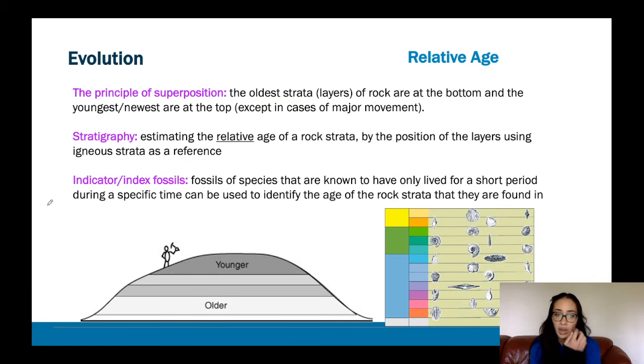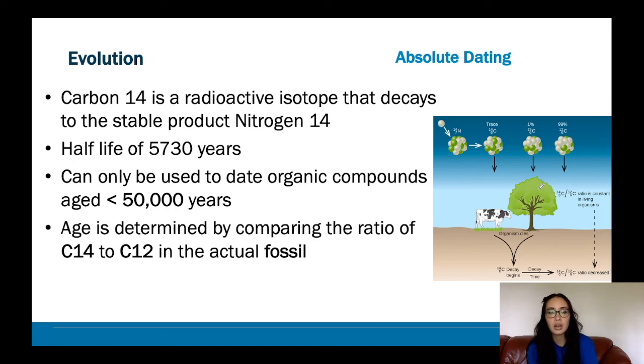We've got some stuff about relative age. These are three methods. Main thing I want you to take away is that relative age is not giving you the absolute age. It's more of a comparison of kind of saying, we know this probably lived within this time period or this set of years, something like that.